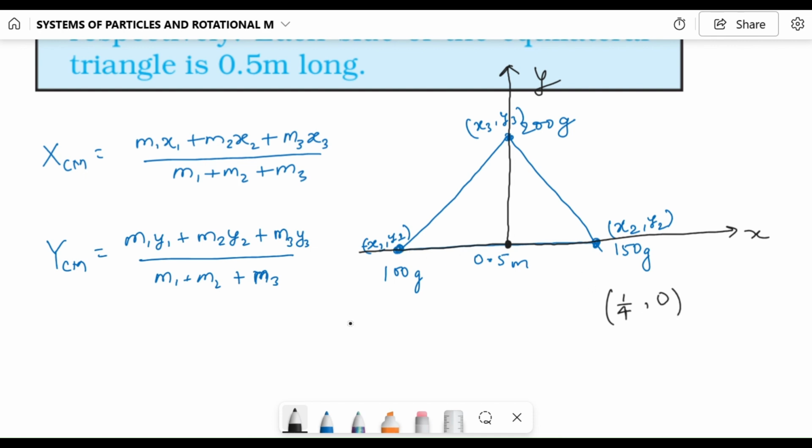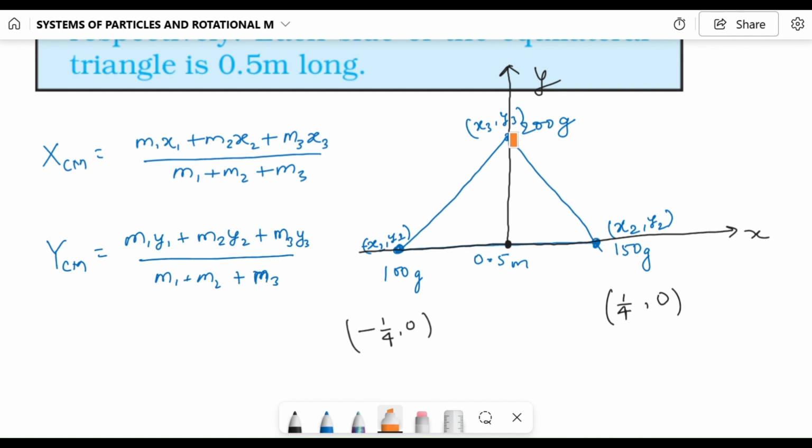In the same way, x1 will be here, x1 will be minus 1 by 4, half of half towards the negative side on the x-axis, and then y1 will again be 0 on the x-axis. And what about this x3 and y3? So y3 is this length, from here to here, and we know this length is 0.5 and this length is 0.25.